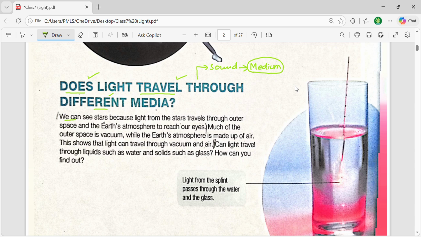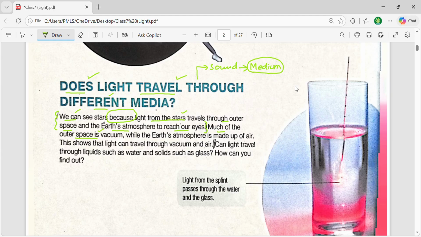And they said we can see the stars. They're very distant from the earth, but we can still see them just because the light has been traveling through the outer space, and then passing through the atmosphere, and then reaching our eyes. So this shows that light is very different from sound. It doesn't need any certain medium, and it can pass through space, which is certainly a vacuum.